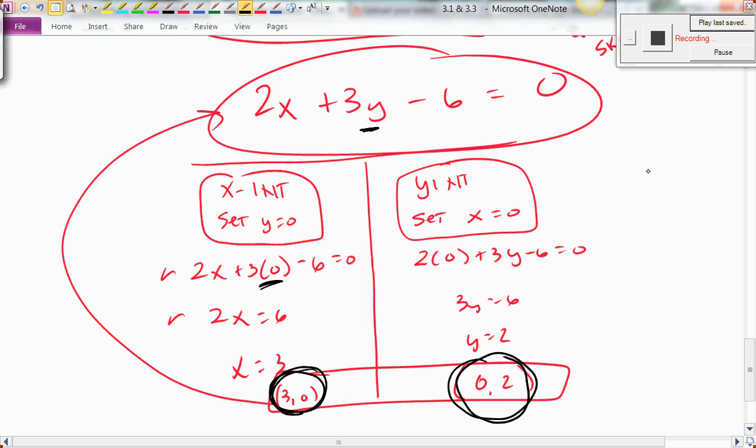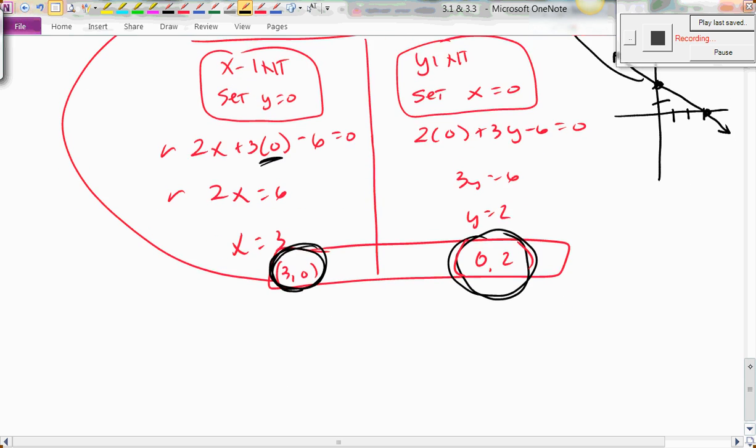So if I was going to create a graph, okay, I could easily go to 0, 3, 1, 2, 3, put a dot, and, oh, sorry, it's totally wrong. Let's back that up. Let's try that again. 3, 0, 1, 2, 3, and then 0, 2, 1, 2. Draw a line that connects them. So therefore, this line is the graph of that equation right there. And that's what we did.